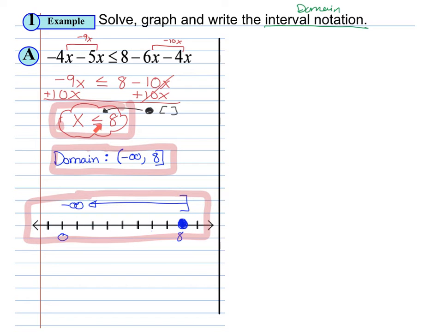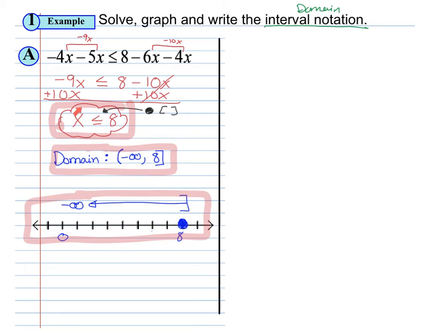We know that this inequality symbol, less than or equal to, because of the equal sign, is a filled-in circle because that 8 is part of our answer. And we have brackets because these two are basically the same thing. This is for the graph. This is for our domain.